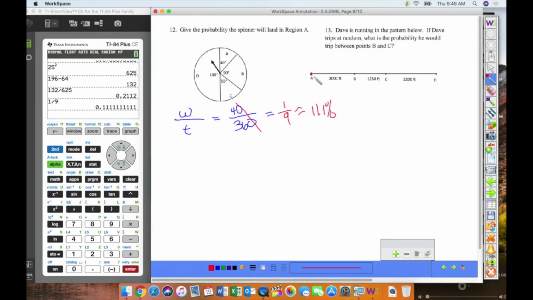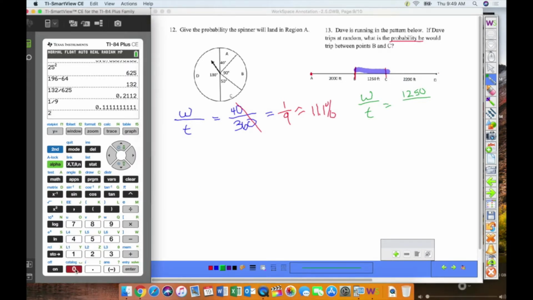Dave is running in this pattern below. Dave's going to run from point A to point D. If Dave trips at random, what is the probability that he will trip between points B and C? Between points B and C is right here. They want probability, so I'm going to do want over total. We want to know if Dave trips in region C. Well, that's 1250 feet divided by the total distance.